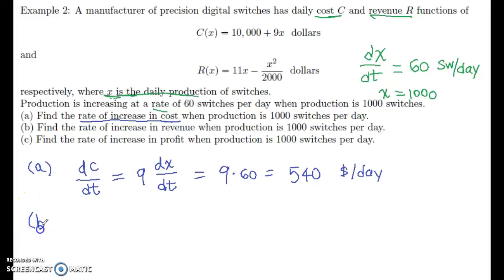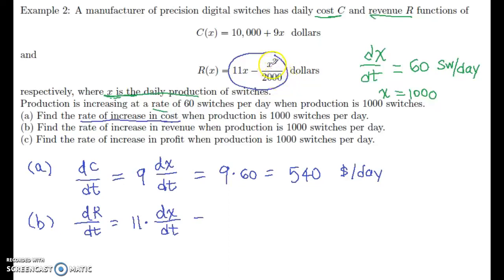Now part B is asking us what is the rate of increase of revenue, so dR over dt. We do the same thing again. We take the derivative with respect to t on both sides. So dR over dt equals 11 times dx over dt, minus, if you take a look, x squared over 2000. We take the derivative implicitly using the chain rule.